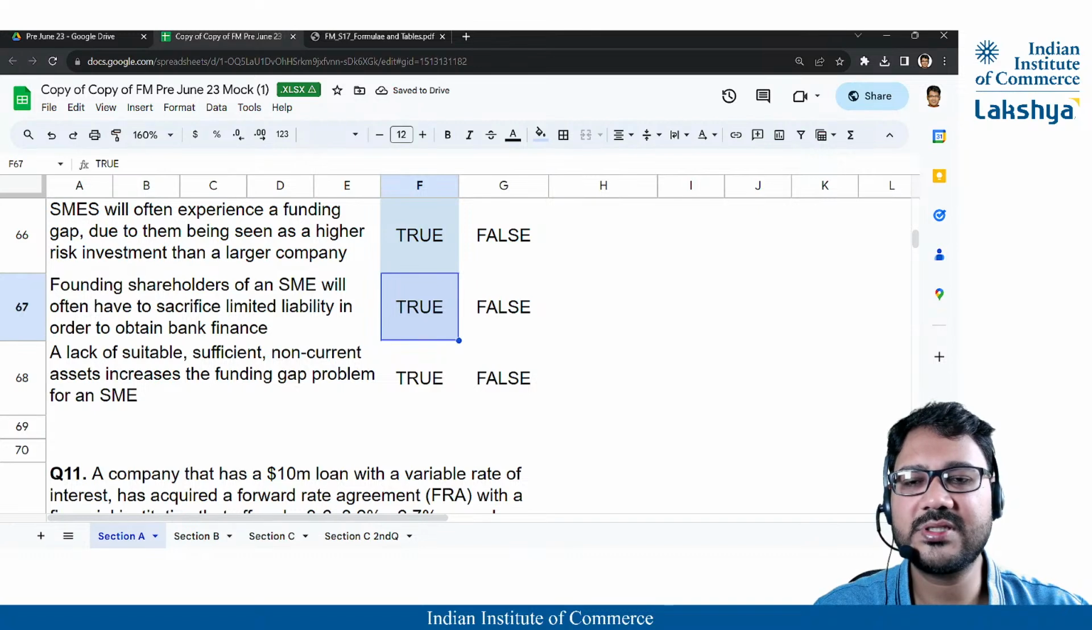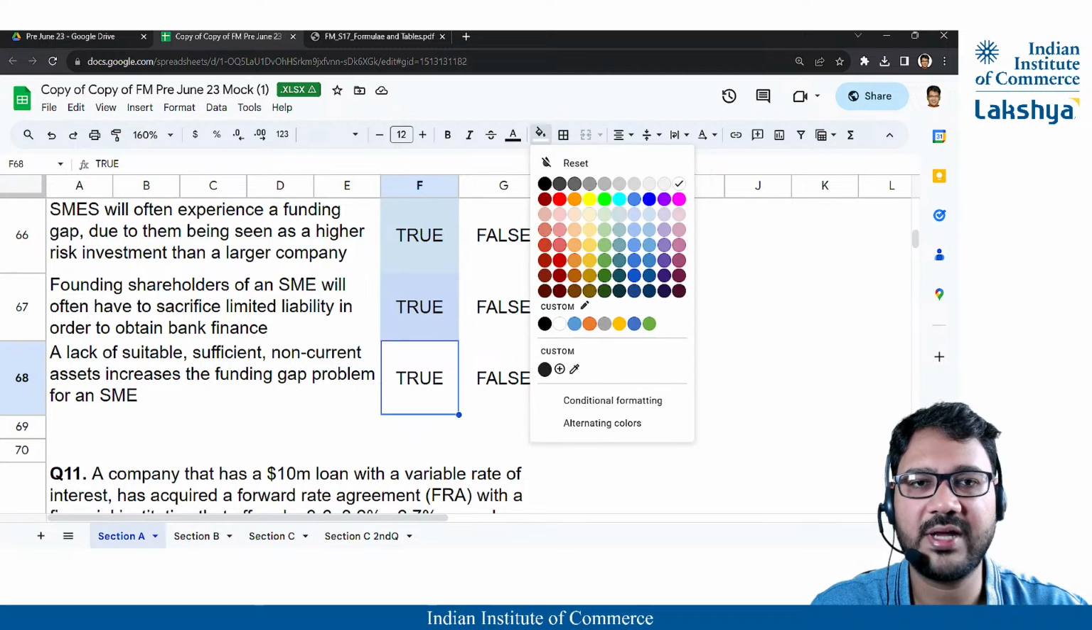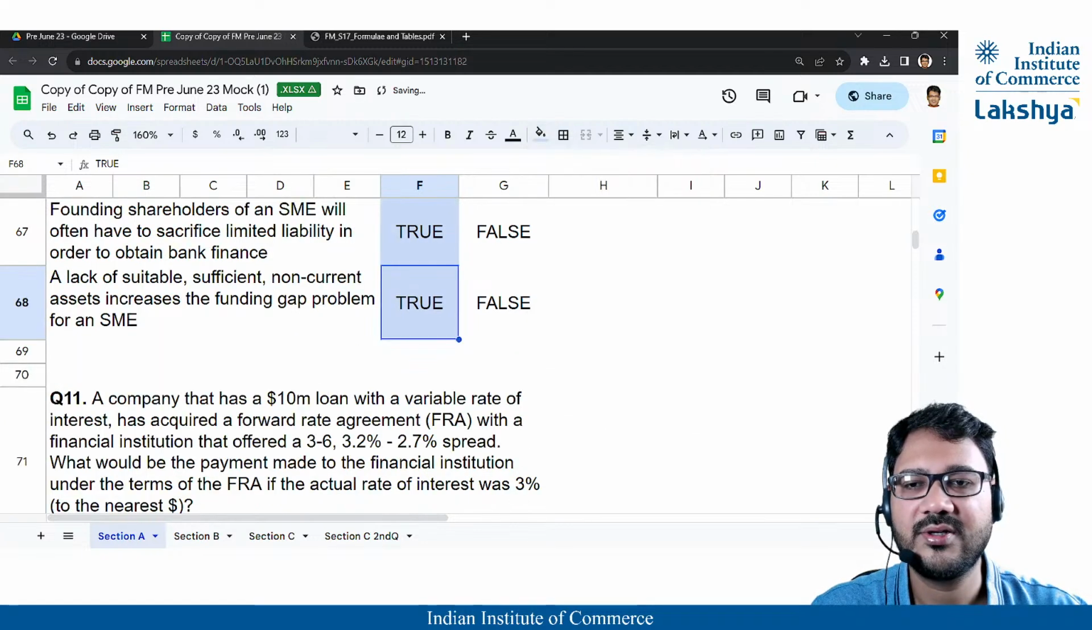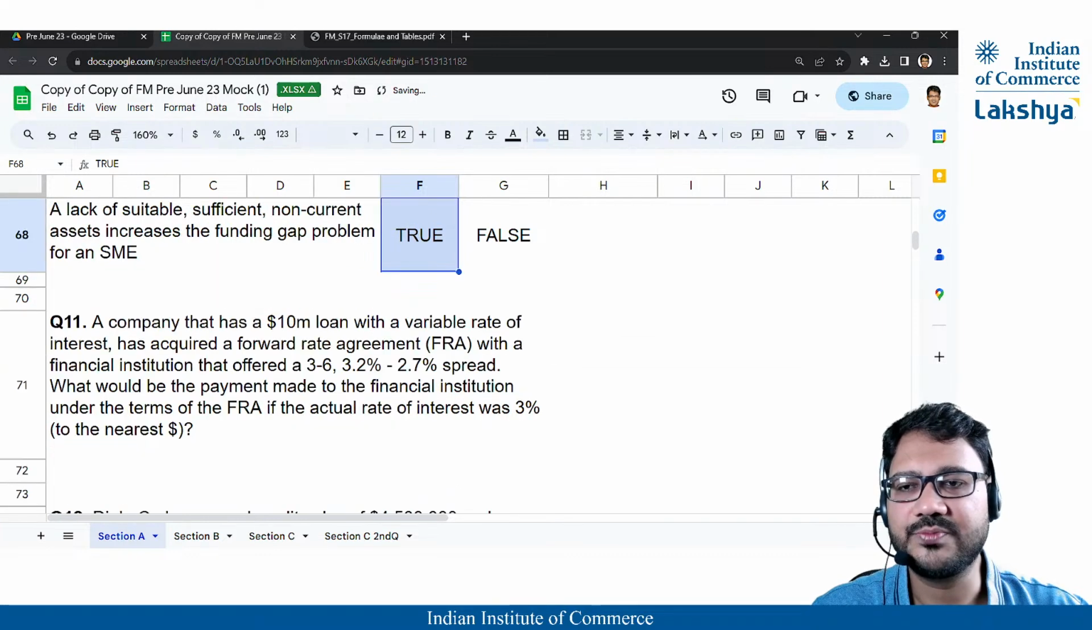A lack of suitable and sufficient non-current assets increases the funding gap problem for an SME. Yes, we already discussed that there are not adequate assets. So yeah, all the statements seem true.